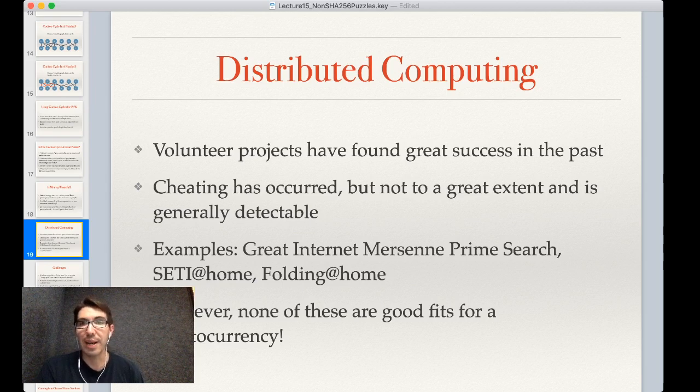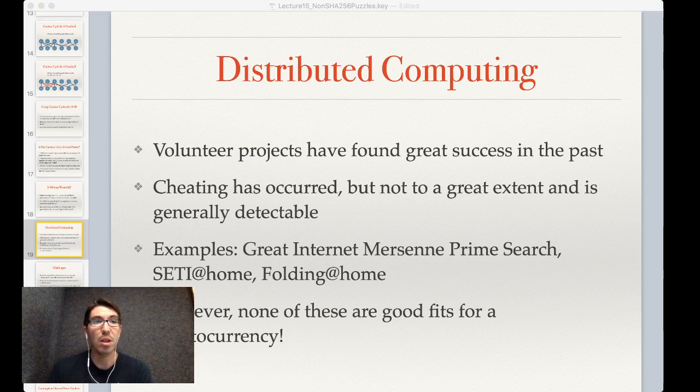It hasn't occurred to a great extent. They're still running. Perhaps some great examples here: SETI at home, looking for signals from aliens, or Folding at home, looking at protein folding to help look for different cures and understand how proteins fold, helping the medical industry. Looking for very large prime numbers, with the Great Internet Mersenne Prime Search, GIMPS. But it turns out that none of these are good fits for cryptocurrency.